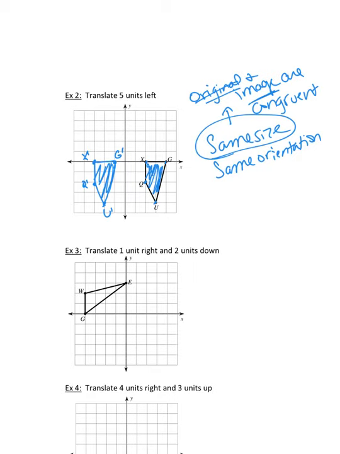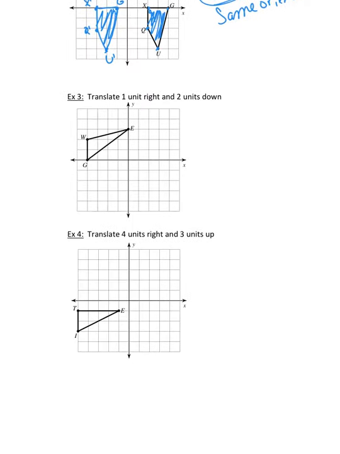Now we're just going to do a couple where you have 2 translations in the same one, where you're going up or down, and then left or right. So, for example, in example 3, it says to translate 1 unit right and 2 units down. So I'll start on E, and I'll go 1 right, 2 down. And now E prime is down here. W, I'll do next, 1 right and 2 down. W prime is going to be down there. And then G, 1 right, 2 down. G prime will be down here. And I'm going to connect. And it looks like this. And you should use a ruler when you're doing that.